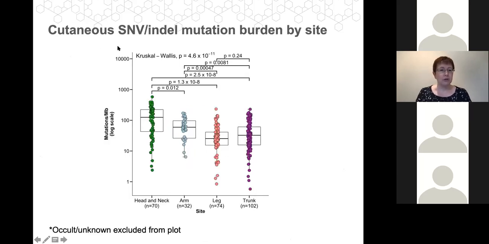As mutations are caused by exposure to sun, you would expect the more sun-exposed sites to have higher numbers of mutations, and this is what we do see. And as you can see, this is in our cohort where we've separated the tumours by site and showing the mutations per megabase. And those more sun-exposed sites, such as the head and neck, tend to have a higher mutation burden than those which are generally less sun-exposed.